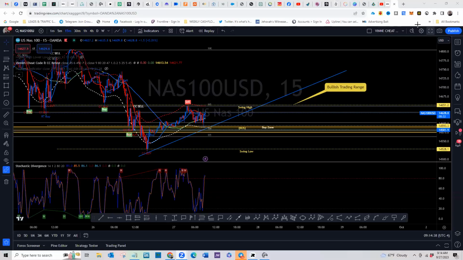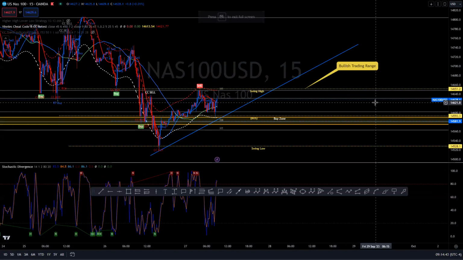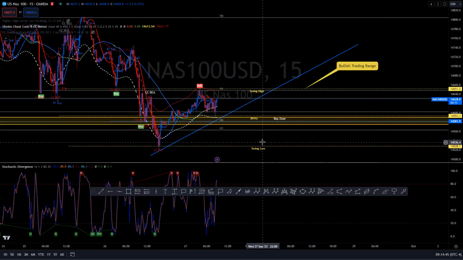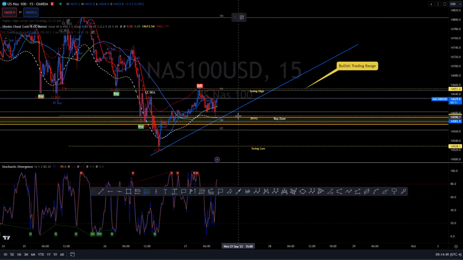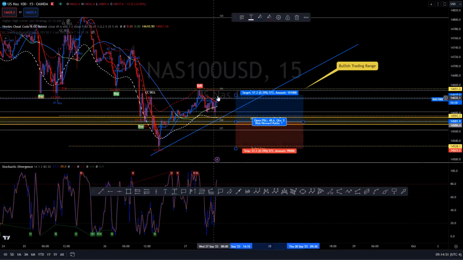So we got about 20 seconds before the 8:15 candle closes. So at this point, we're going to do a buy. We're looking for price to really come down to this area and then push up.